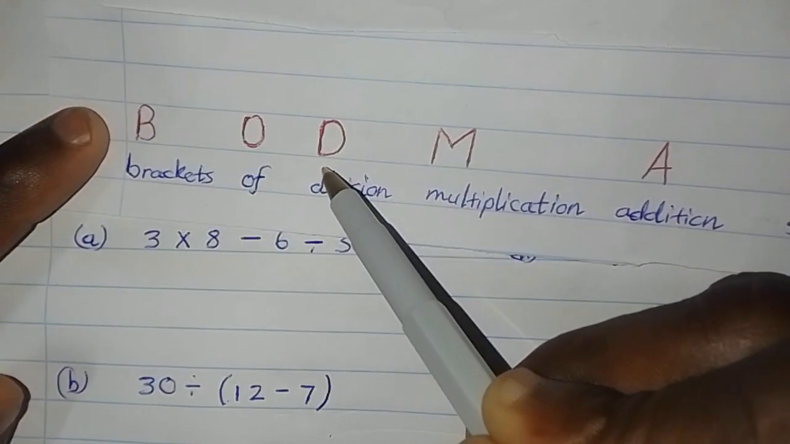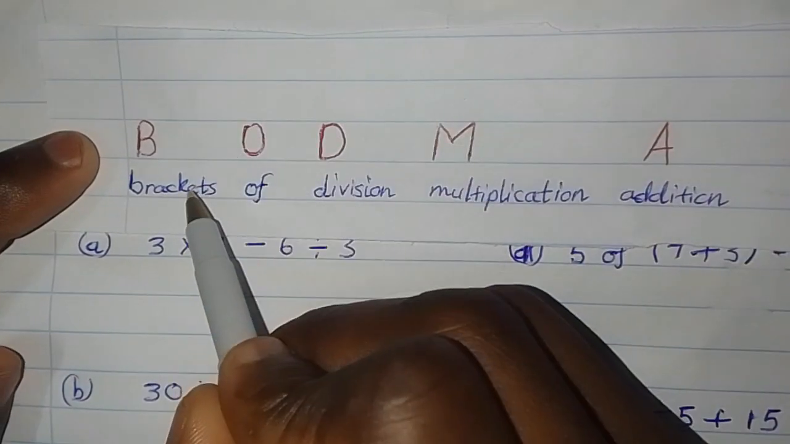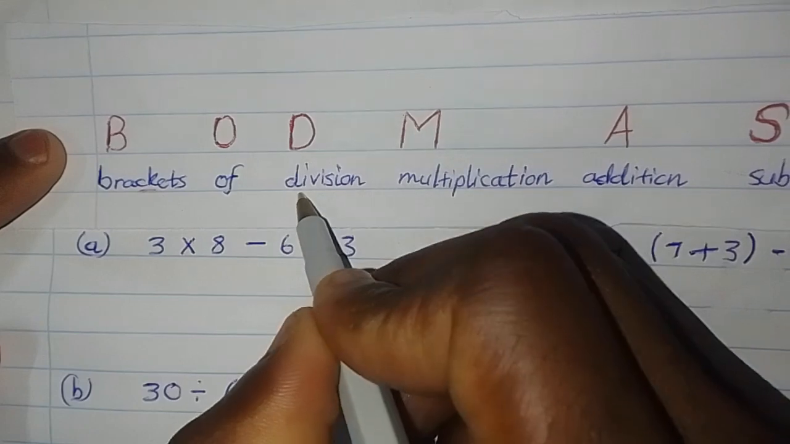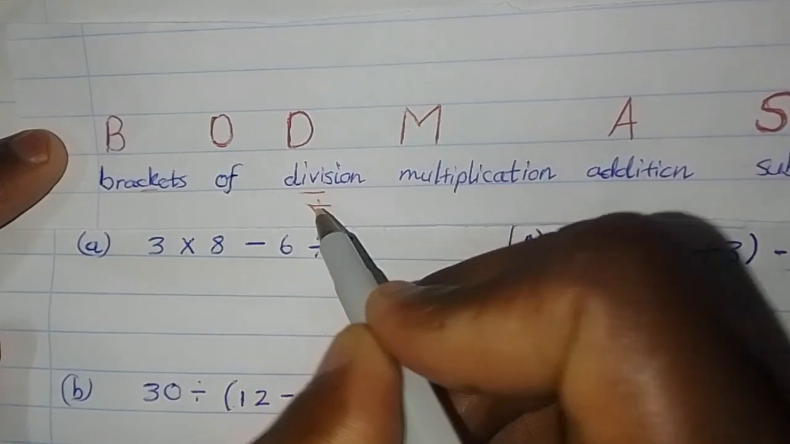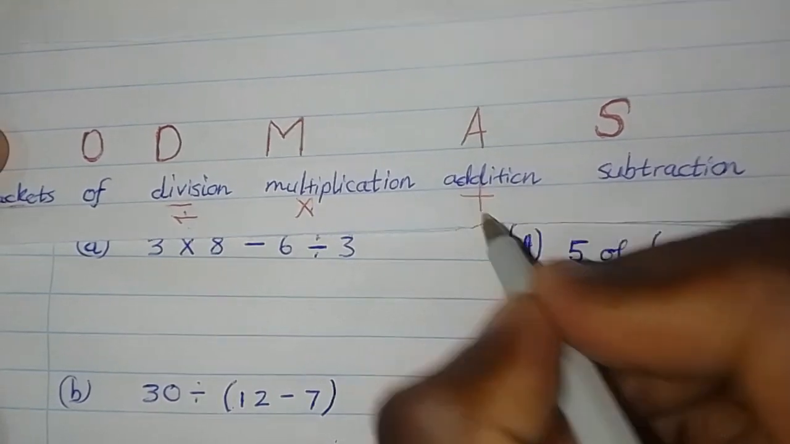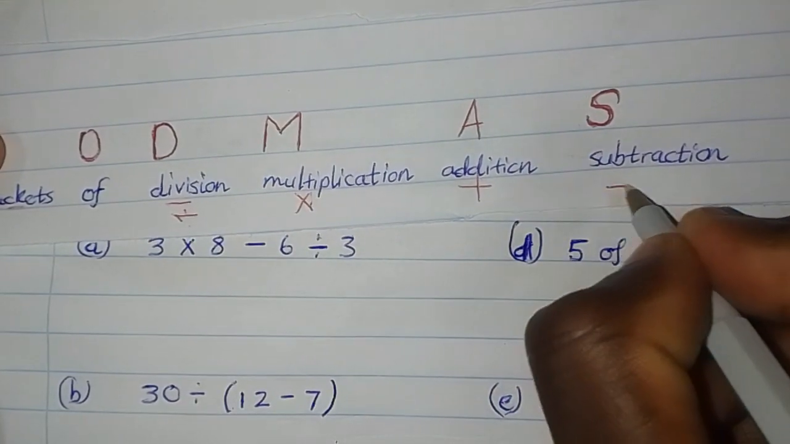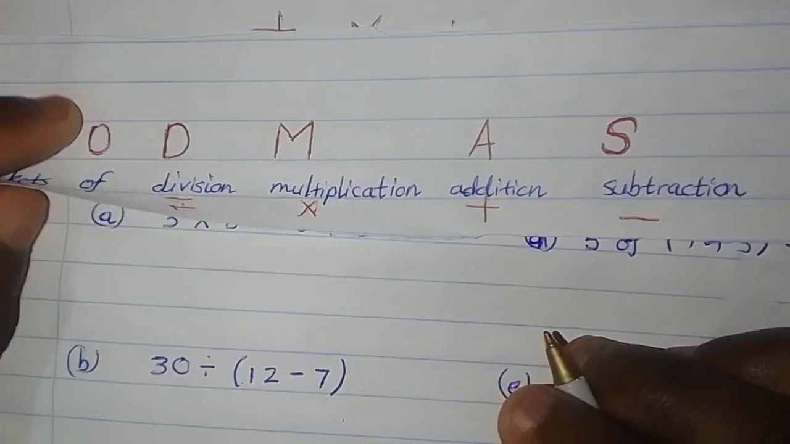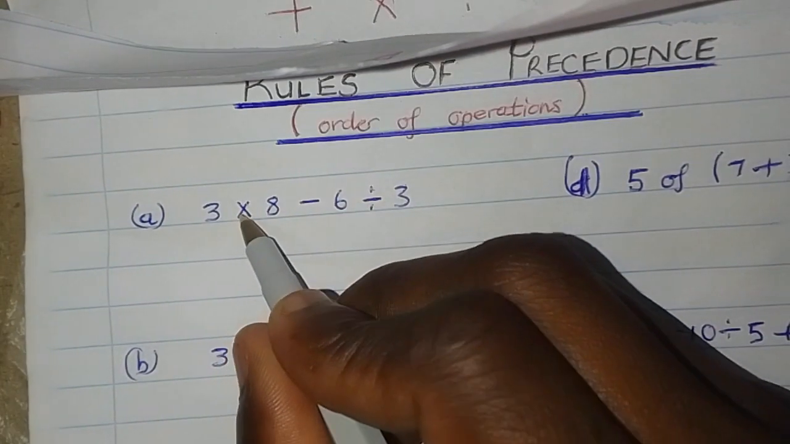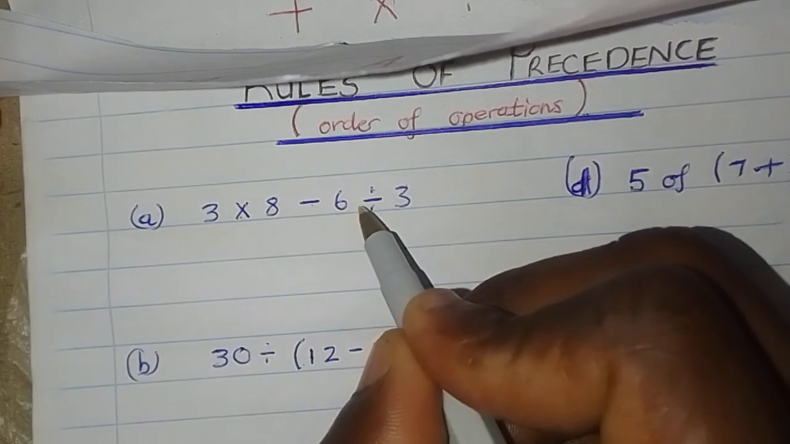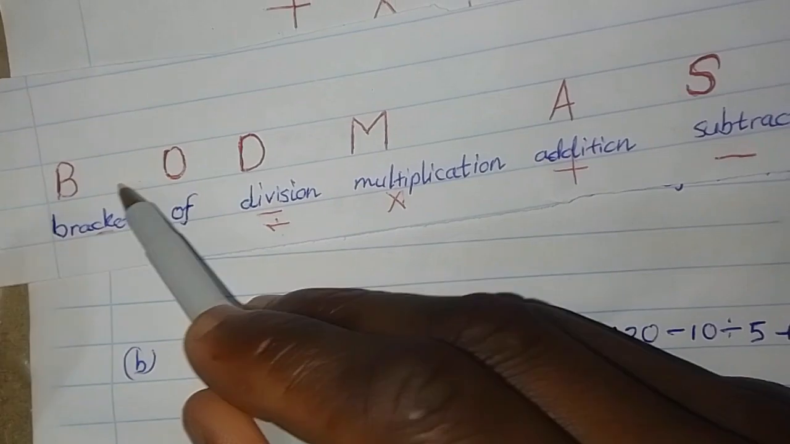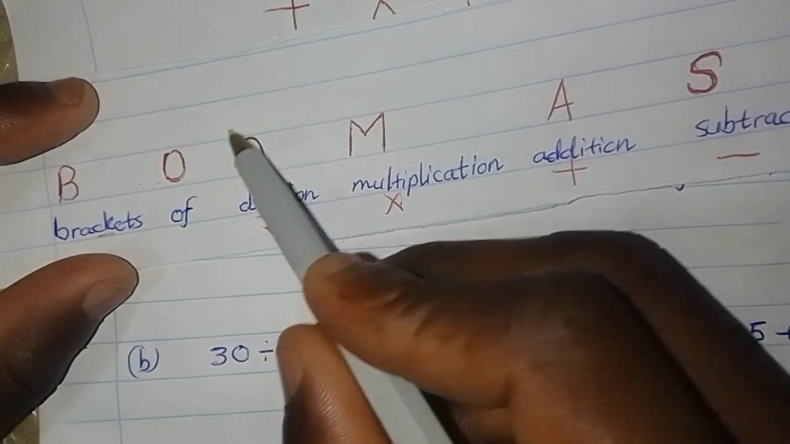What this mnemonic simply means is that you have to deal with what is in the brackets first, then you move to division, then multiplication, then addition, and finally you deal with subtraction. Let's put this information to good use. In this question, we have multiplication, subtraction, and division. Since we don't have any brackets, we move on to division.